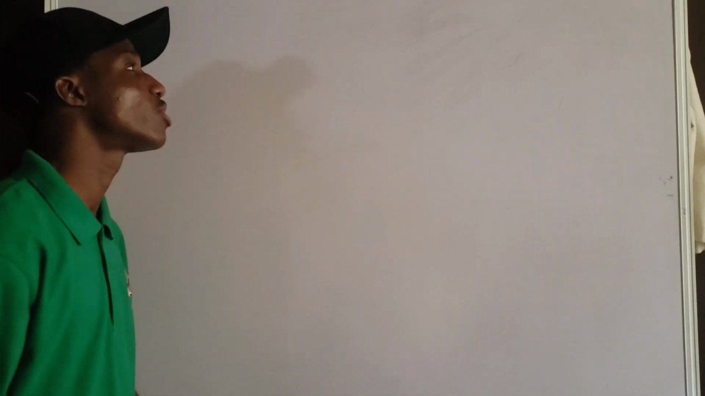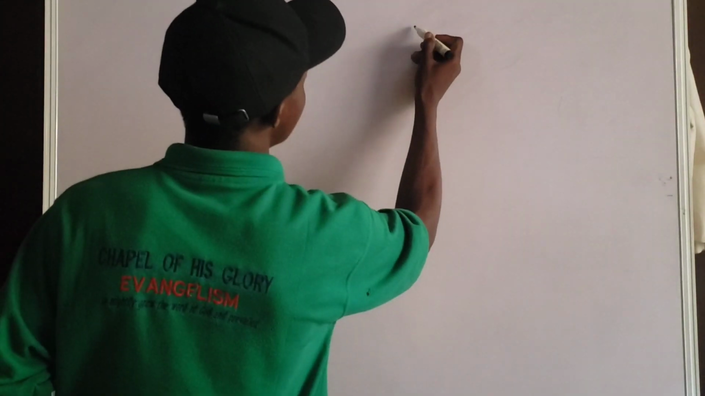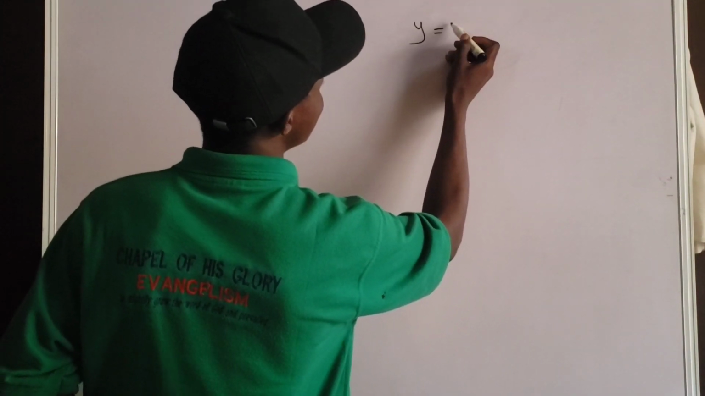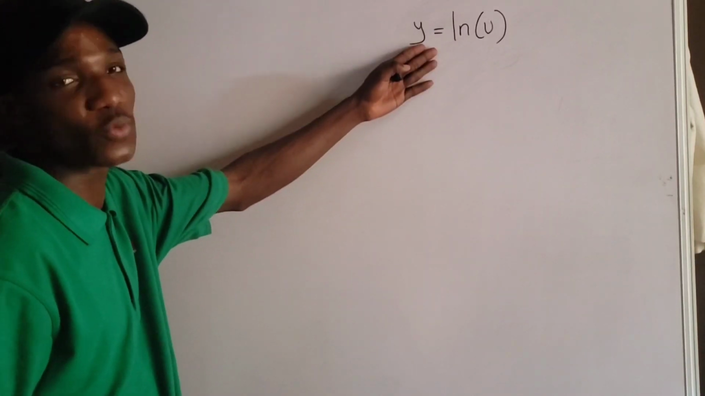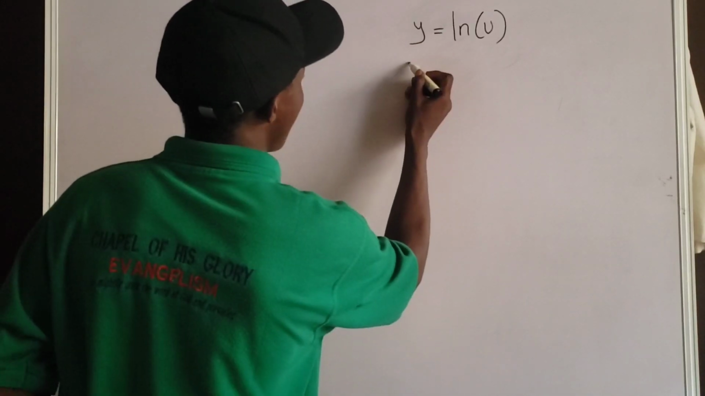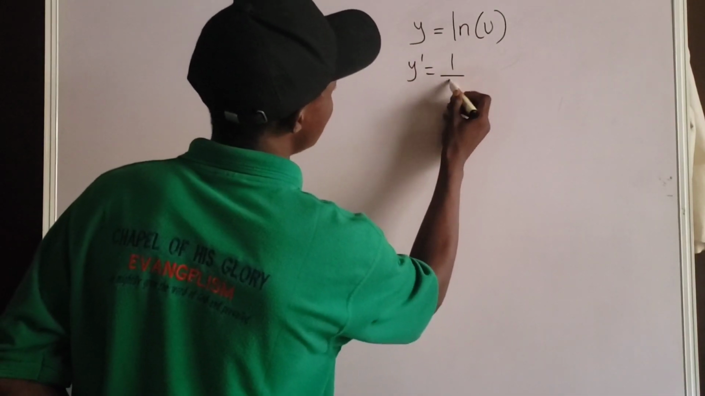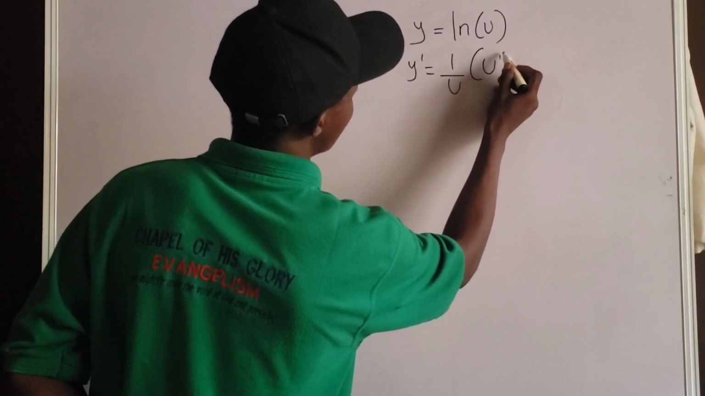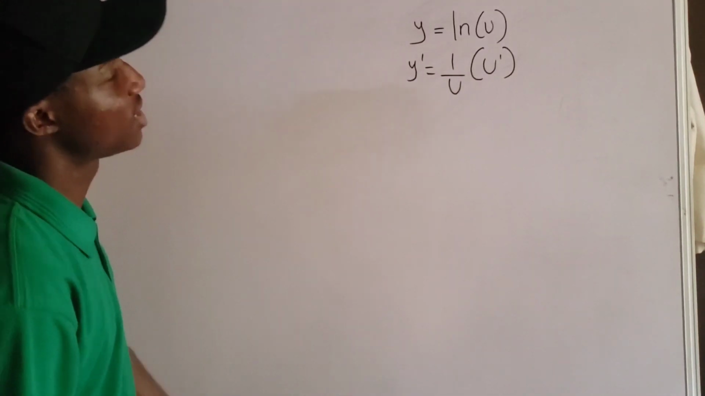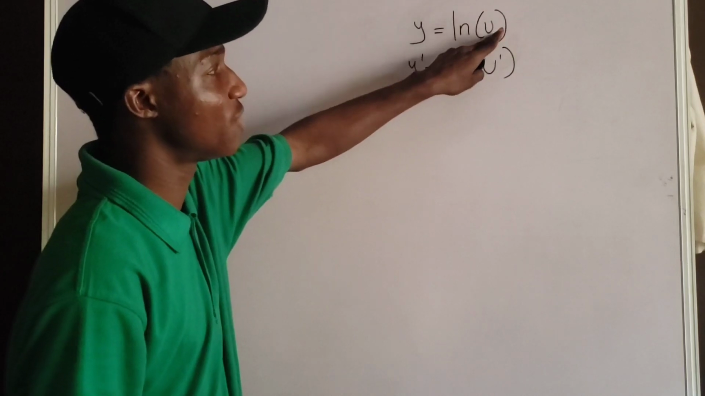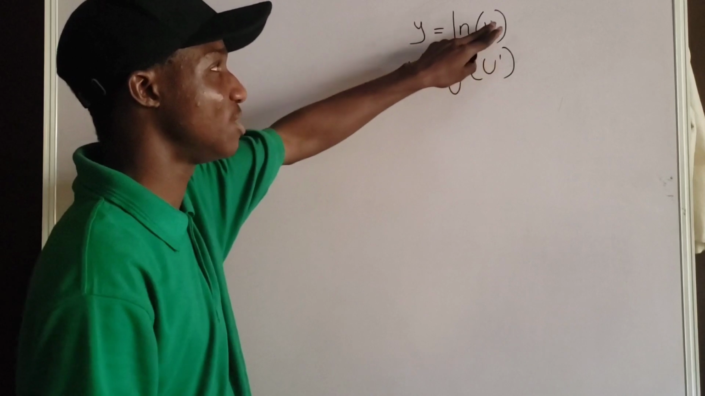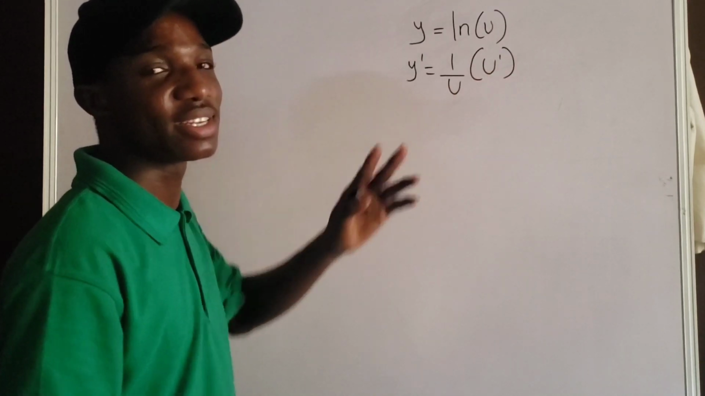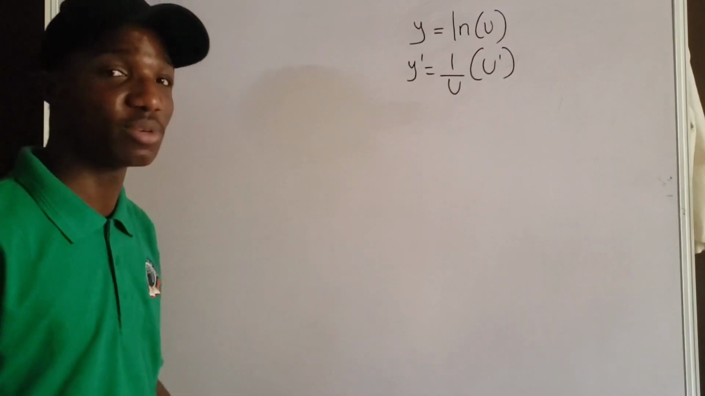Okay, let's start by knowing the rule of how to differentiate a logarithmic function, the natural log function. Let's assume that we are given y equals ln u, and we are told to find the derivative of y. The derivative of y is equal to 1 over u multiplied by the derivative of u. You understand what I'm saying? That is, we are going to take the inverse of the parameter that is here, then differentiate the parameter and multiply it with the inverse. That is how to find the derivative of a logarithmic function.